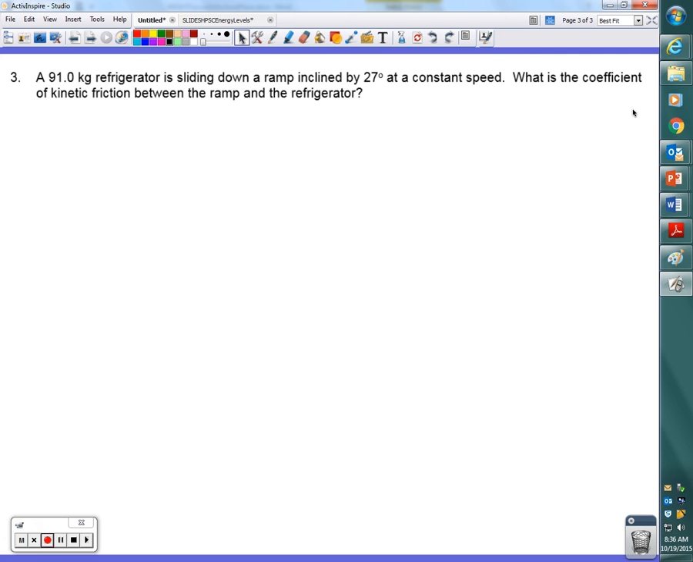All right. Question number 3 says a 91 kilogram refrigerator is sliding down a ramp inclined by 27 degrees at a constant speed. What is the coefficient of kinetic friction between the ramp and the refrigerator? And remember, this is an old problem, so it's kinetic friction. That's the same as dynamic friction. We go from there, okay? All right, so let's go through the process, right?